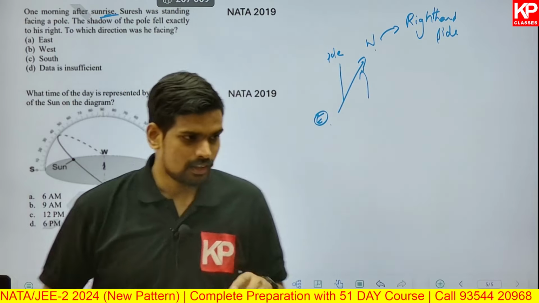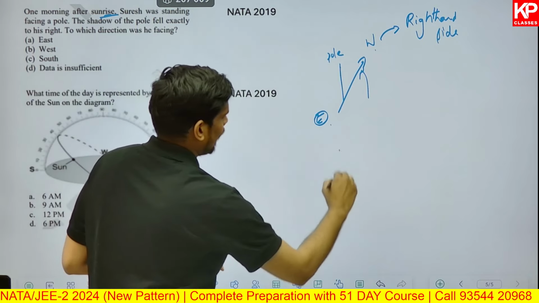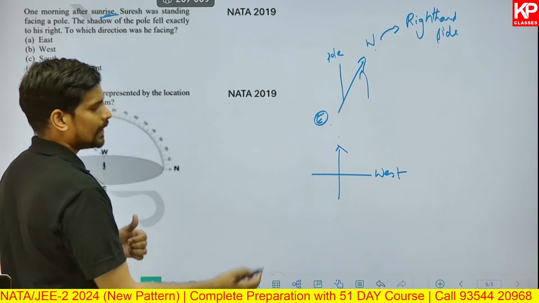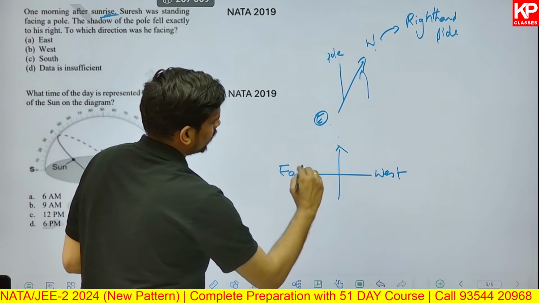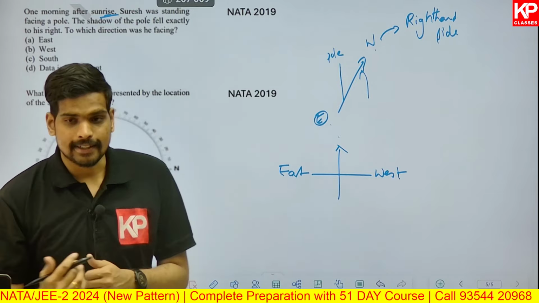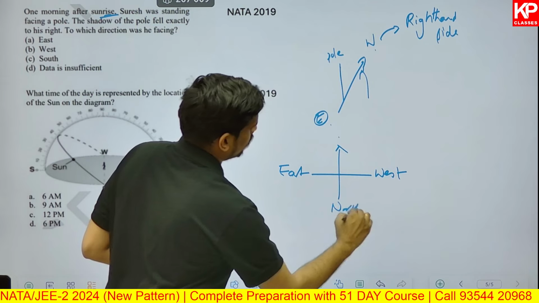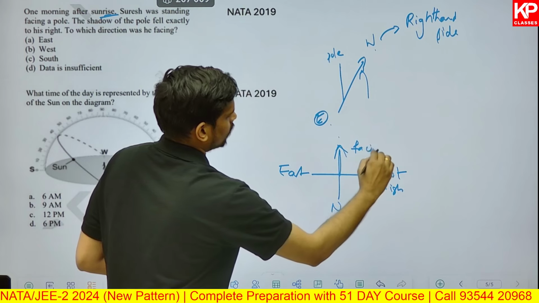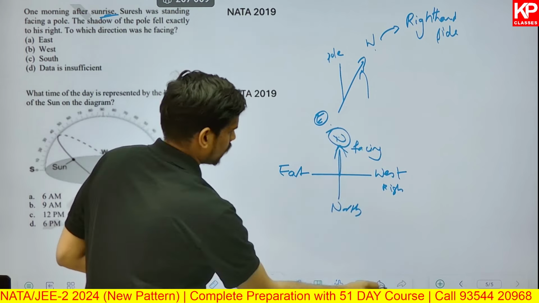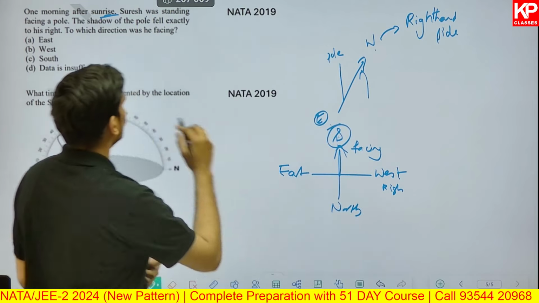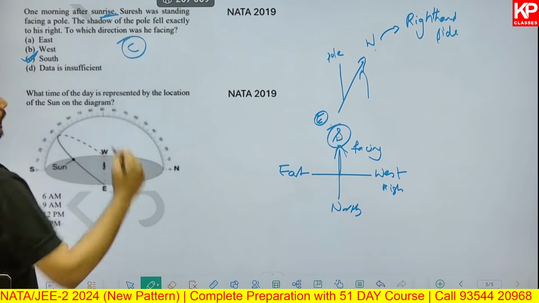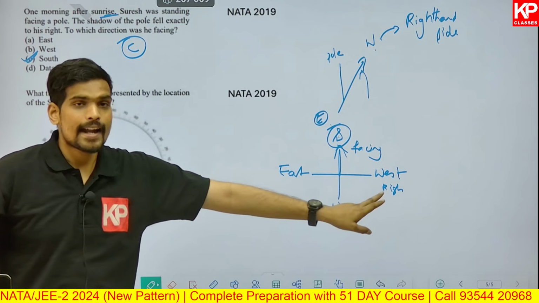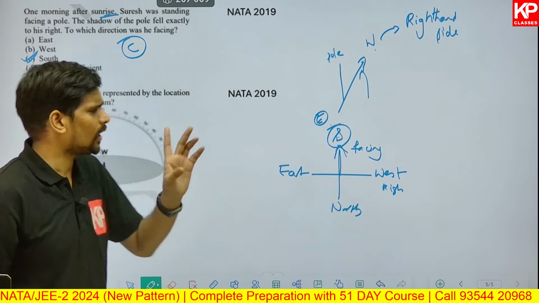To which direction is he facing? If on the right hand side you have west, then opposite to west you will have east, and I told you east will always be on the right hand side of north. So what is the facing direction? The facing direction will be south. So he is facing towards the south. That's the correct answer. Right hand side of north you will have east, right hand side of south you will have west. So the answer for this will be south.